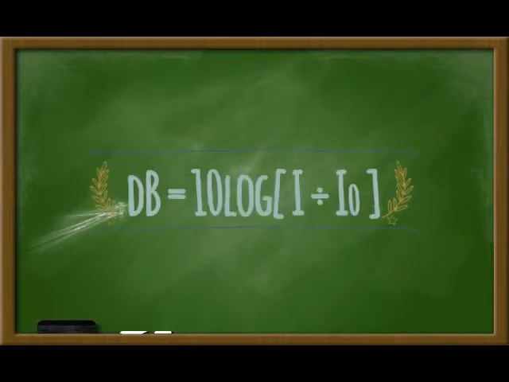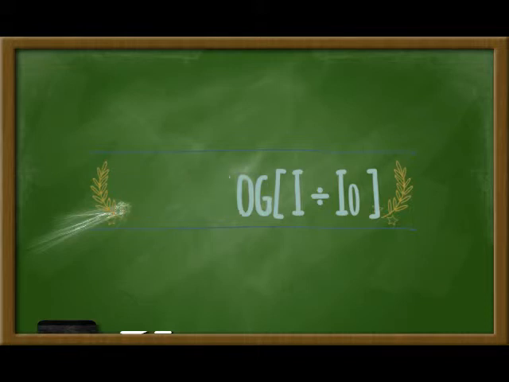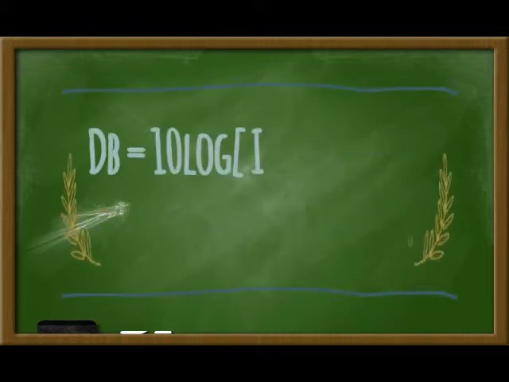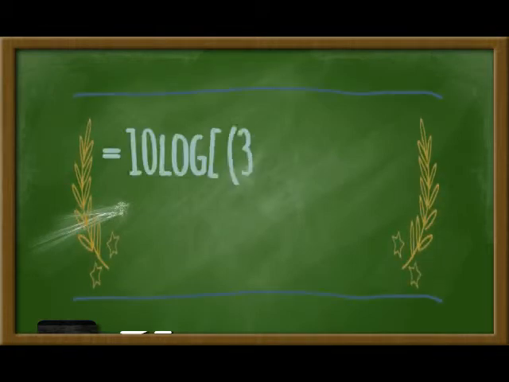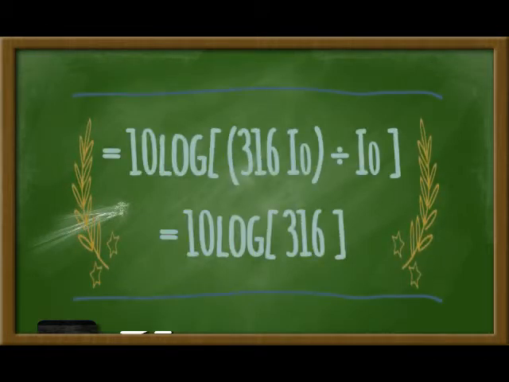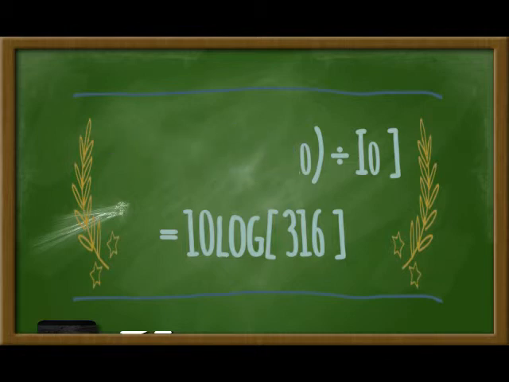Here, we have the formula for loudness with the variables still intact. This is our formula with the variables being replaced with the known values. From here, we cancel out the I sub 0 due to division, so all that's left is the 316.